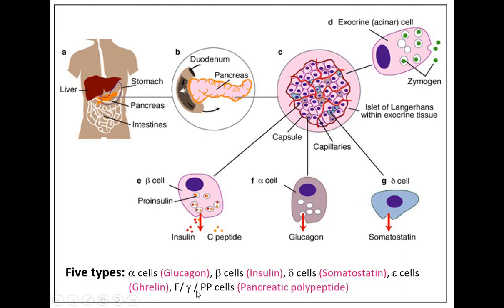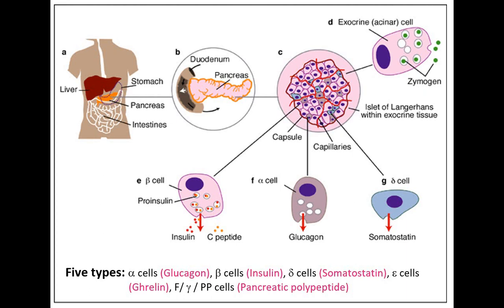Finally, the fifth one is gamma cells. Gamma cells or F cells, PP cells, release pancreatic polypeptide, and this pancreatic polypeptide is important again for appetite, as well as a few intestinal actions, but it is a discussable or debatable type of physiological effect.